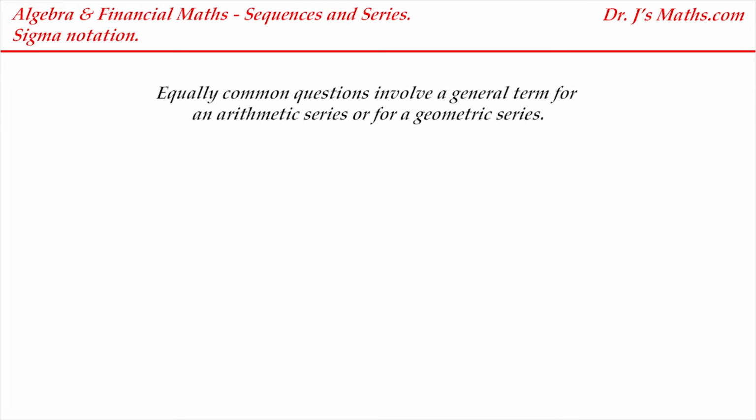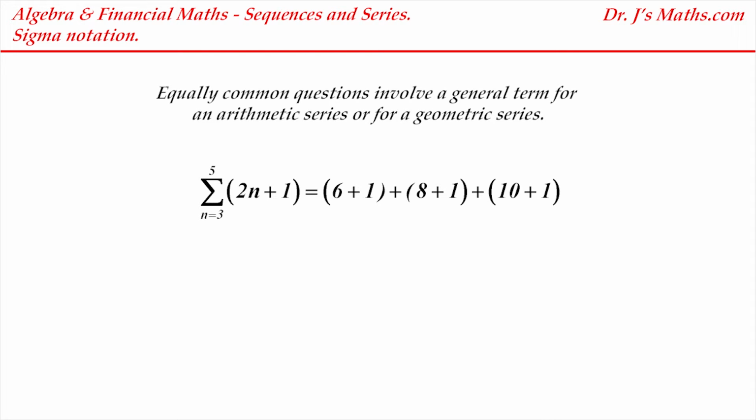Equally common questions you will encounter involve a general term for an arithmetic series or for a geometric series. In this case, I've got sigma from n equals 3 to n equals 5 of the expression 2n plus 1. So we've got to add up the terms where n equals 3, then 4, then 5. Take 3, substitute it, 2 times 3, 6 plus 1. For n equals 4, we have 2 times 4 is 8 plus 1, and then we have 2 times 5 is 10 plus 1. So we have the terms 7 plus 9 plus 11, which of course is 27.